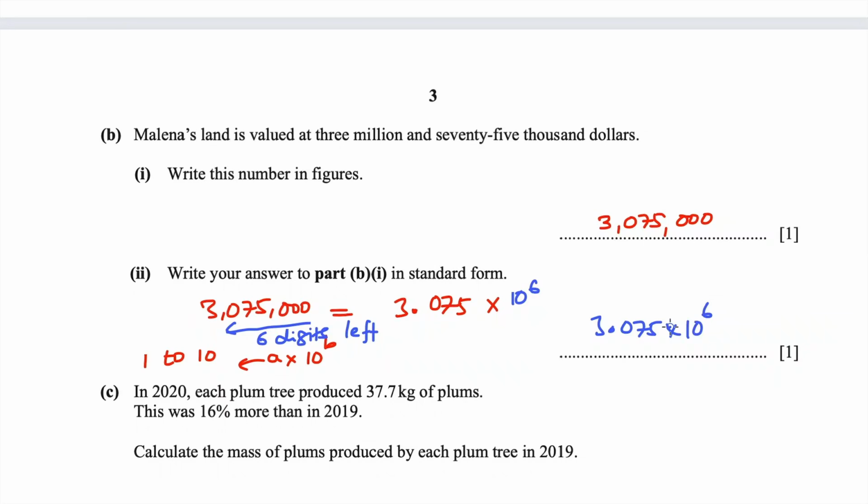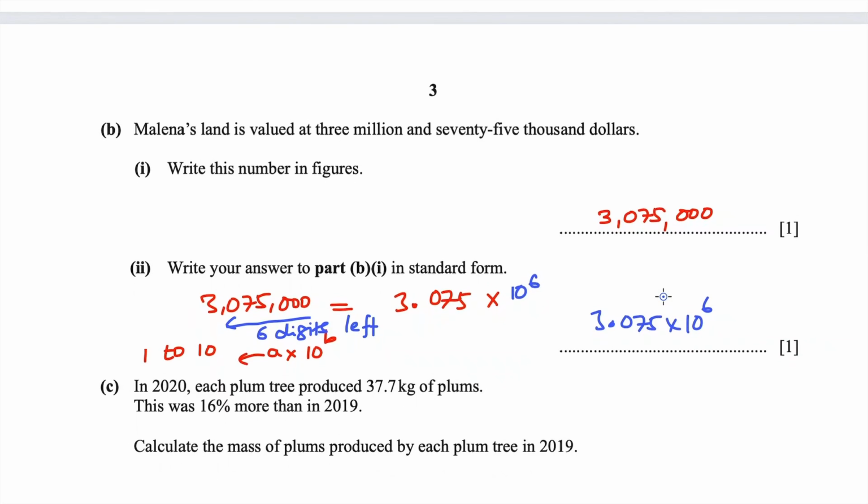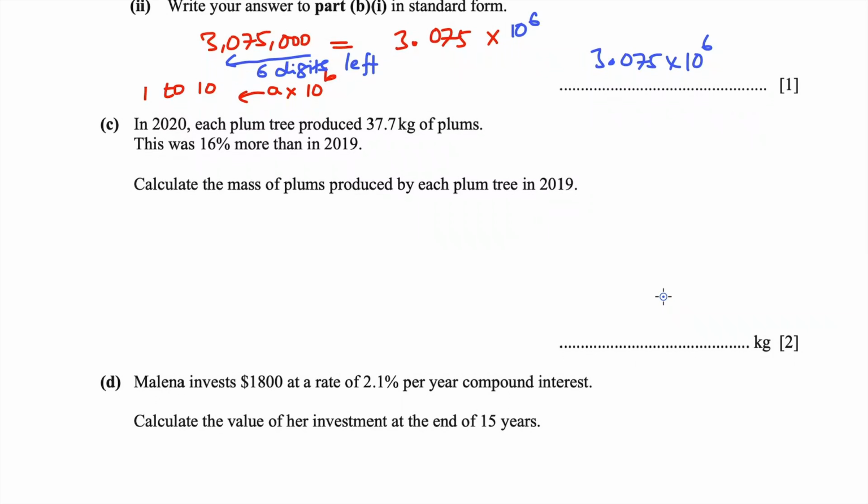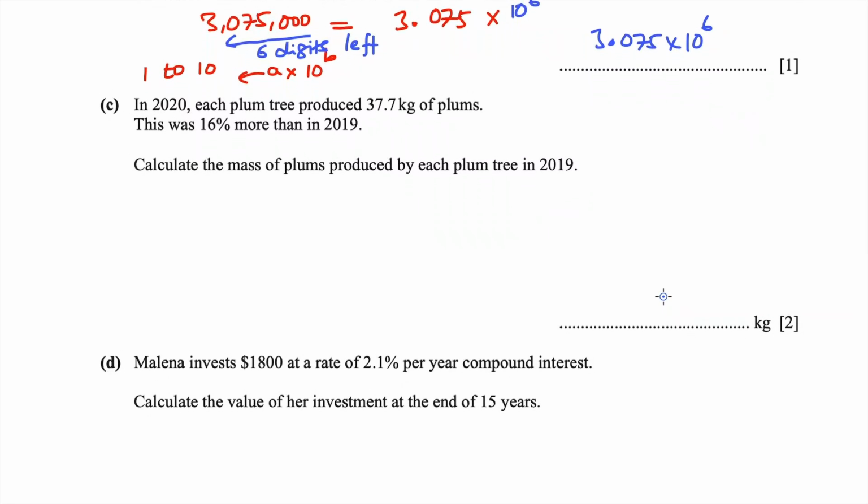In order to convert it into standard form, if I go to the right, then it will be 10 power minus the number of digits. If I go to the left, it will be 10 power plus the number of digits. Here I went 6 digits to the left, so it is 10 power plus 6 because I had gone to the left. Okay.